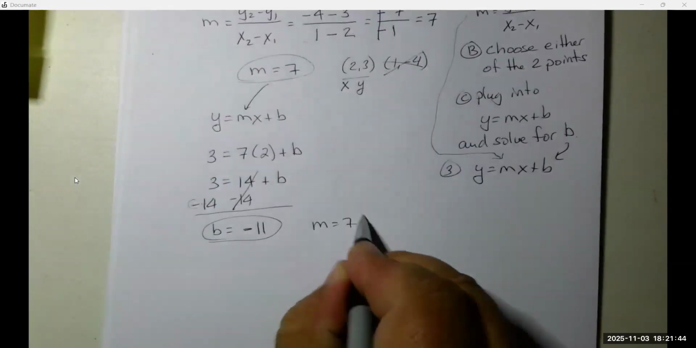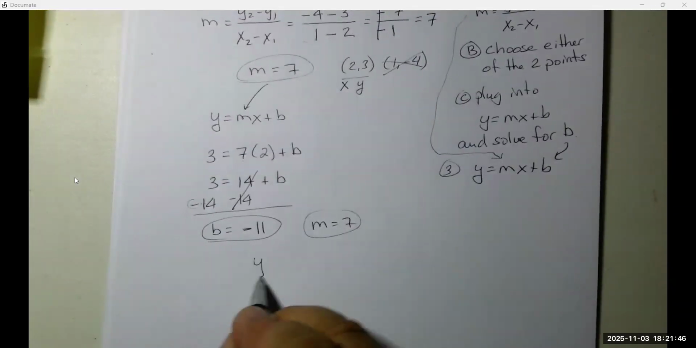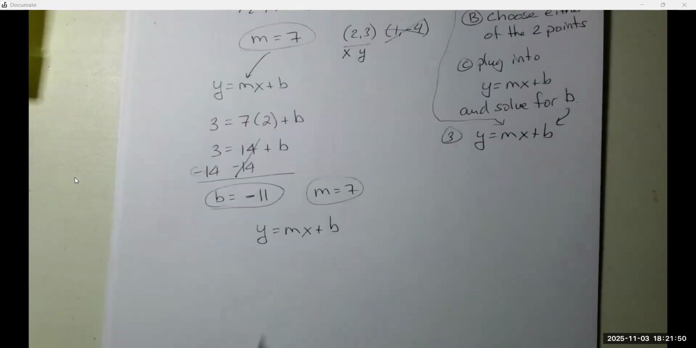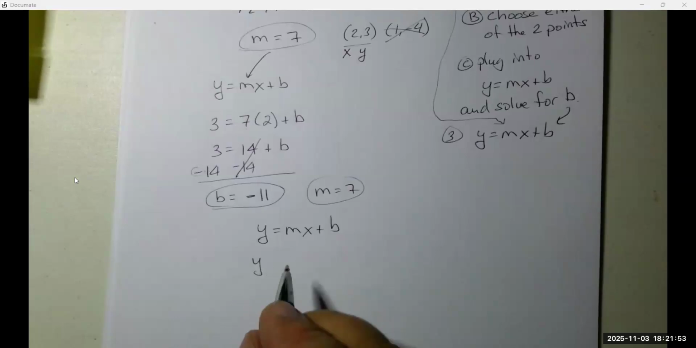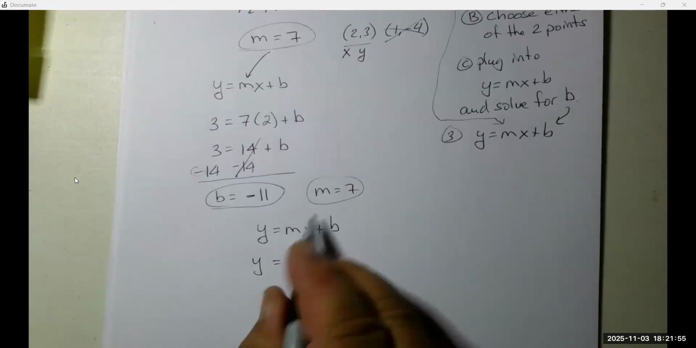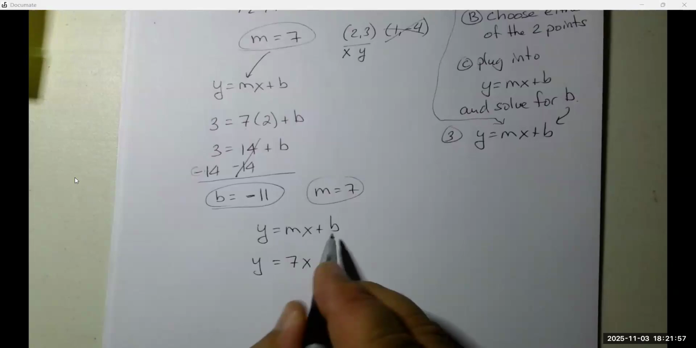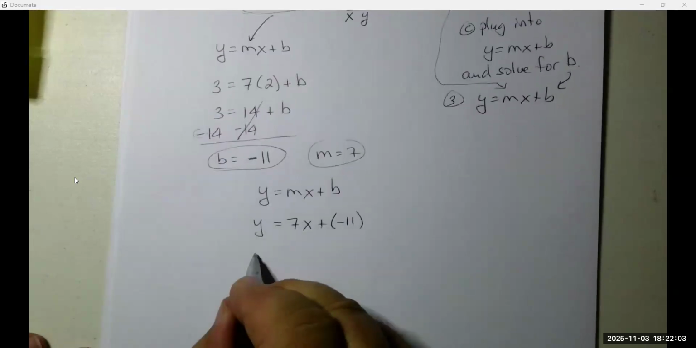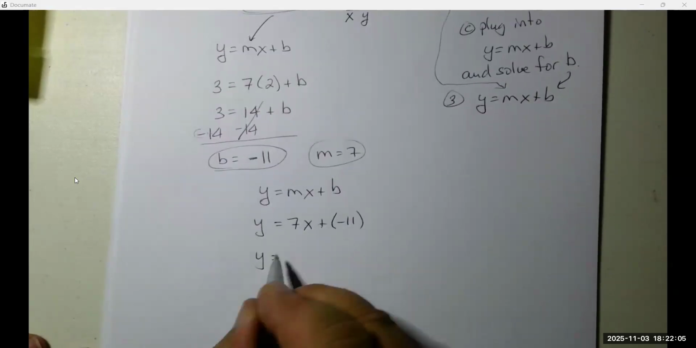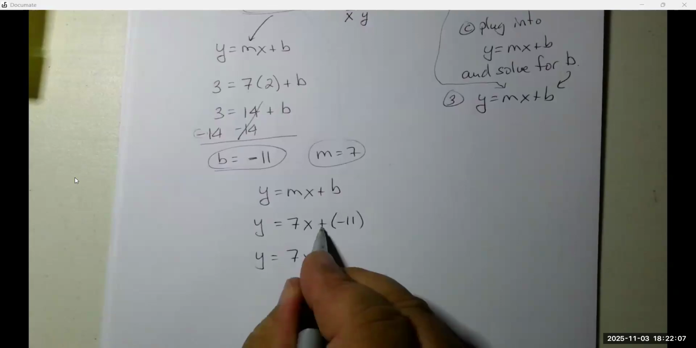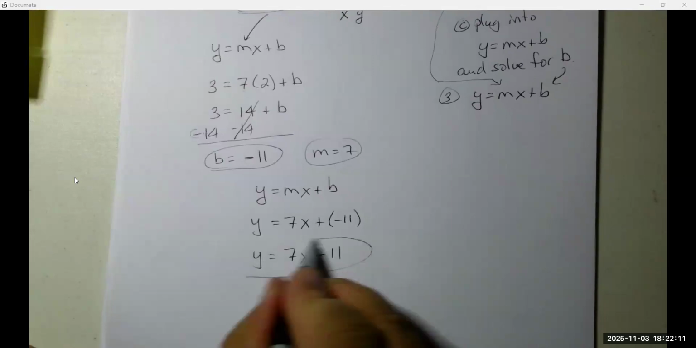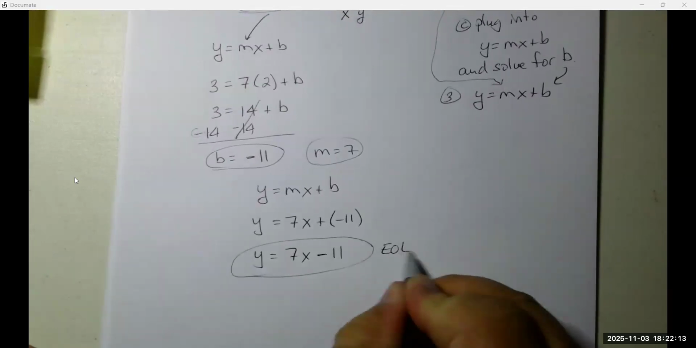M is 7. Plug them into our equation. So our equation that we're looking for is m is 7, x plus negative 11. You can't have two signs next to each other. A positive times negative is a negative. And there's your equation. That's your answer.